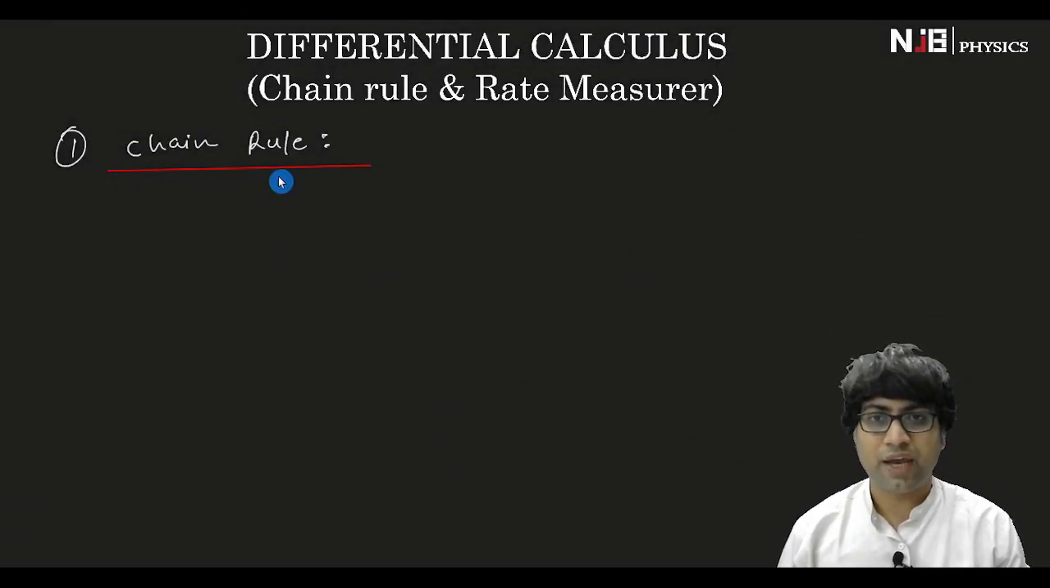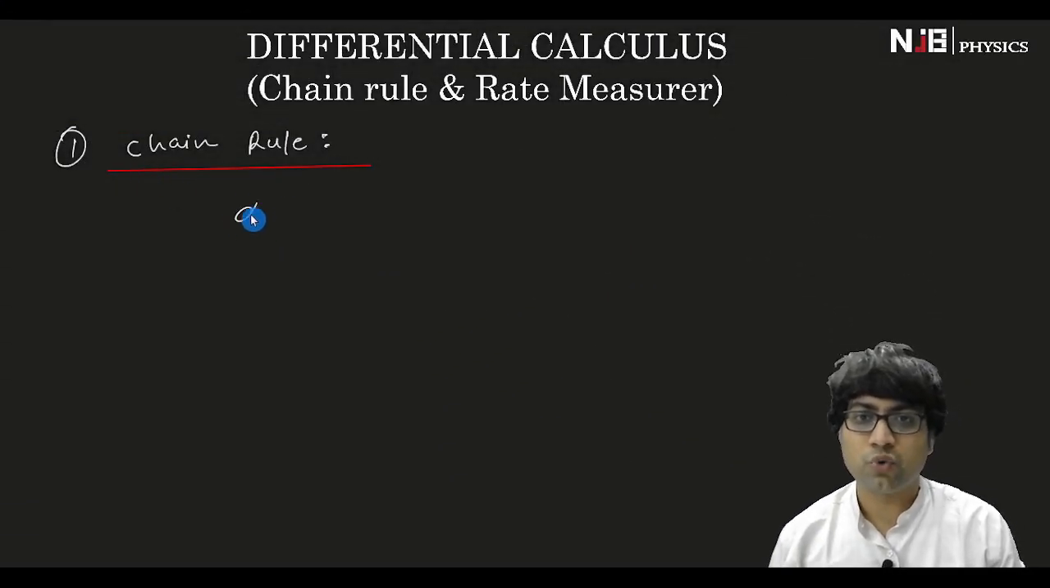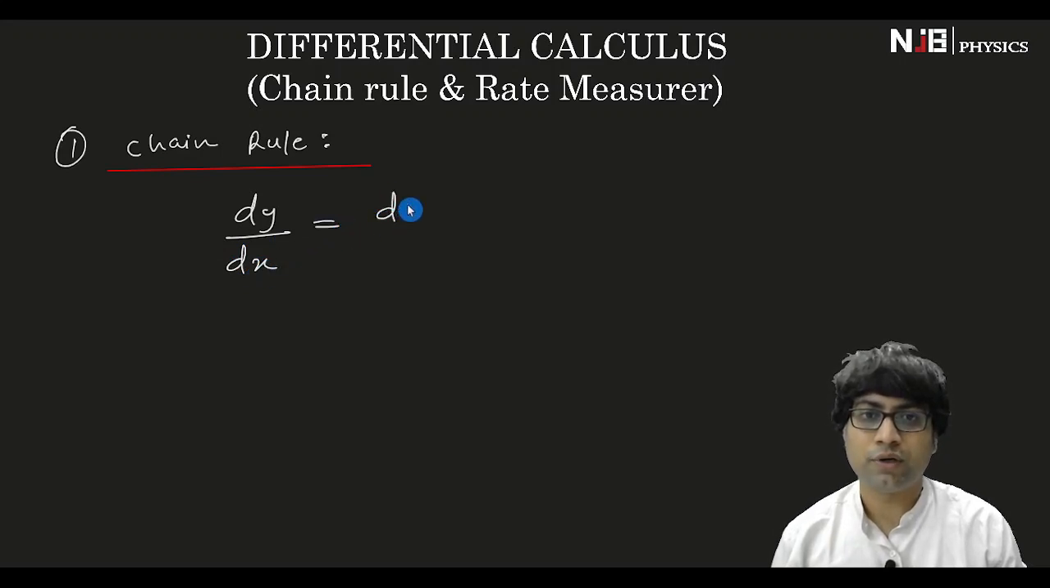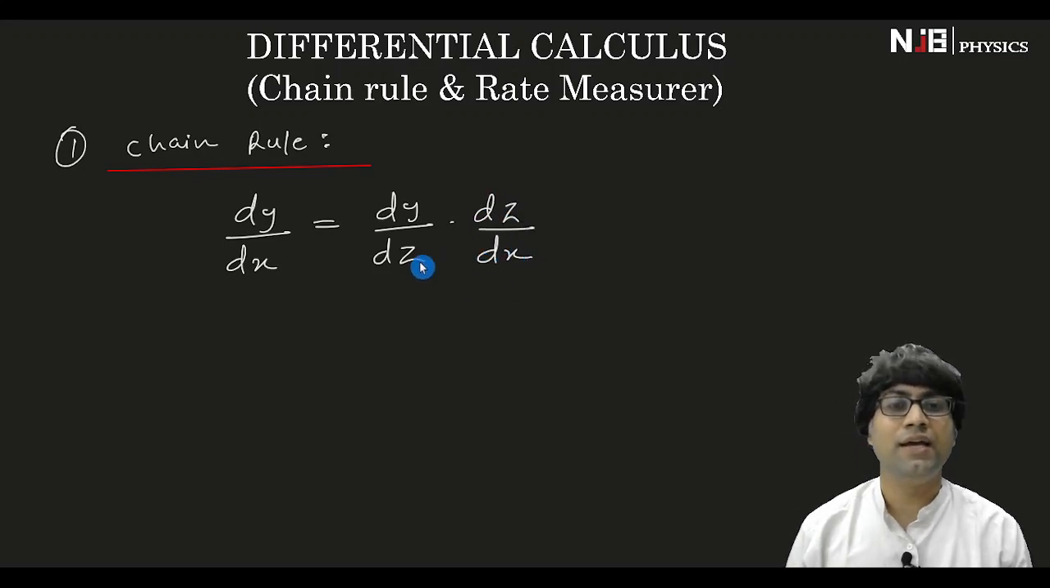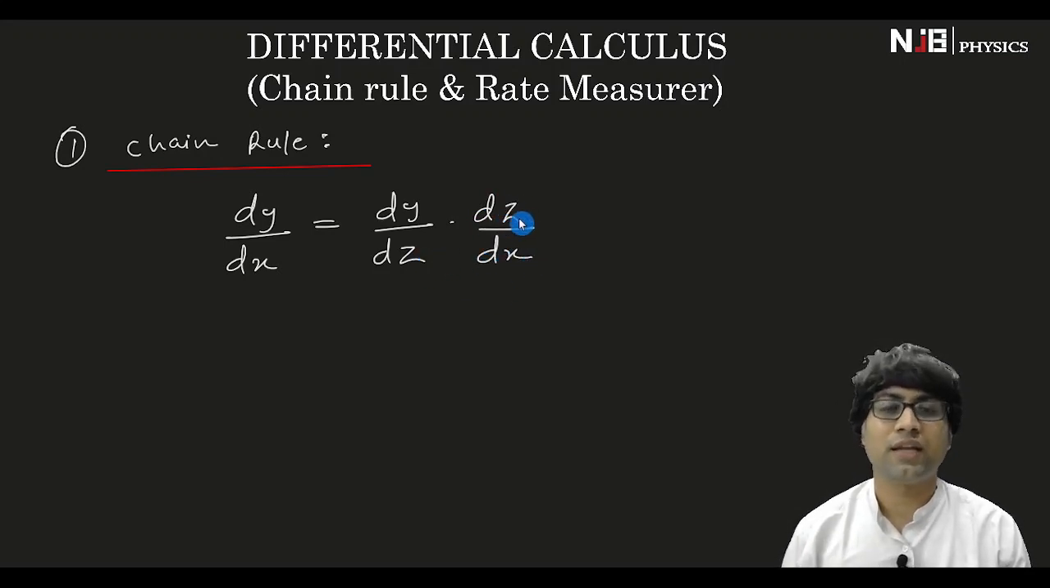We'll start with the chain rule. According to this chain rule, dy by dx can be written as dy by dz into dz by dx. What is this z? Z is any other function in x. This makes perfect sense that dy by dx can be written as dy by dz into dz by dx.